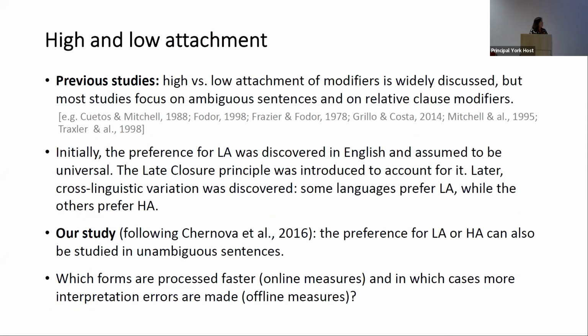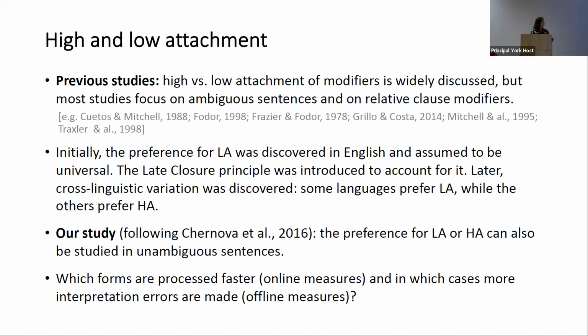So in the previous studies, high versus low attachment of modifiers was widely discussed, but most studies focused on ambiguous sentences, figuring out which attachment side people choose if there is ambiguity, and most studies focused on relative clause modifiers. Some of them also focused on PP modifiers, prepositional phrases. And initially, the preference for low attachment was described in English a long time ago and assumed to be universal. And the late closure principle was introduced to account for it.